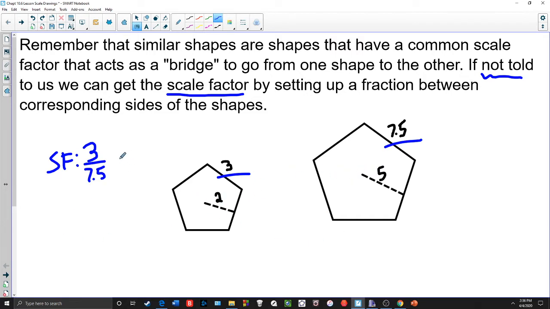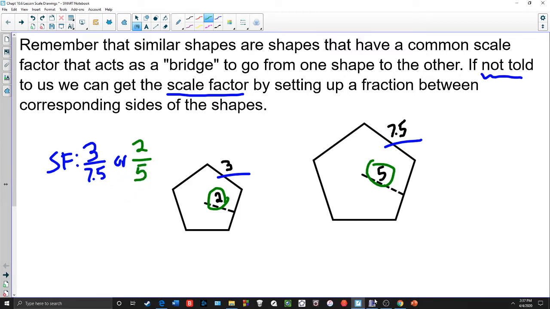Now, I could also have done it from here to here. So I could also do 2, let me do this in a different color. I could also do 2 and 5 because they're also representing the same parts of the shapes. So 2 is the apothem over here, 5 is the apothem over here. And if we assume that this is a regular polygon, all the apothems are going to be equal. So we have 2 over 5. These are both the same scale factor.